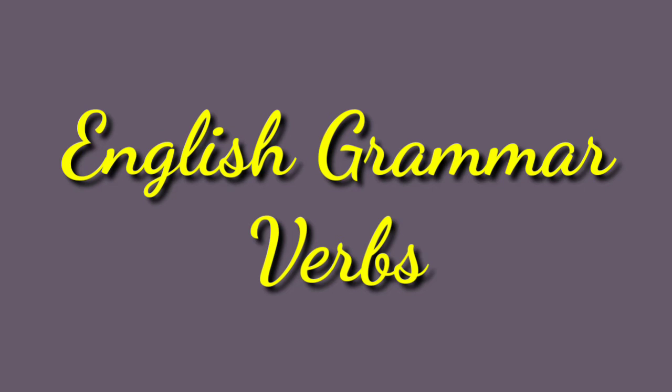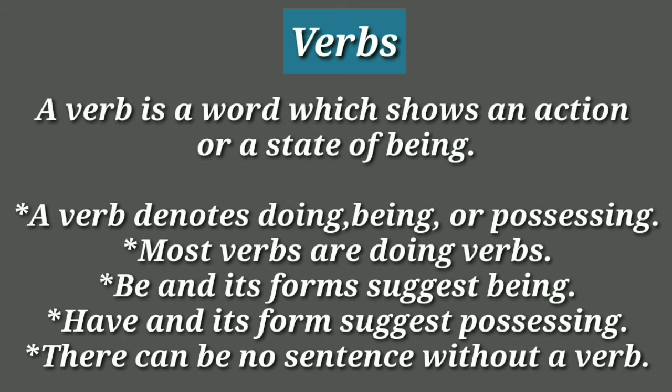The topic that we're taking up today is the verbs. Let's start. A verb is a word which shows an action, an action or a state of being. A verb denotes doing, being and possessing. Most verbs are doing verbs. Be and its forms suggest being. Have and its forms suggest possessing. And there can be no sentence without a verb.